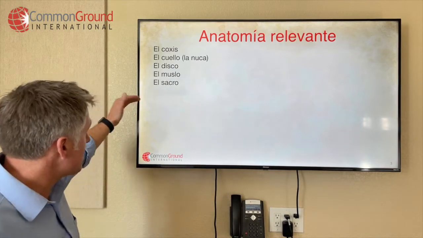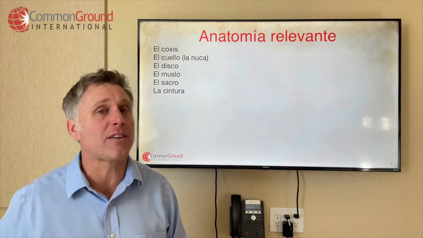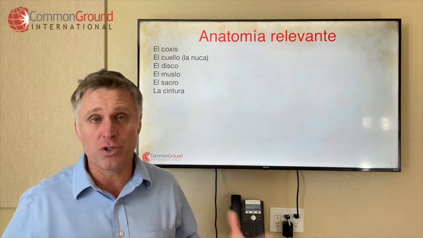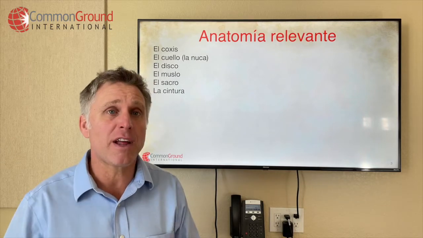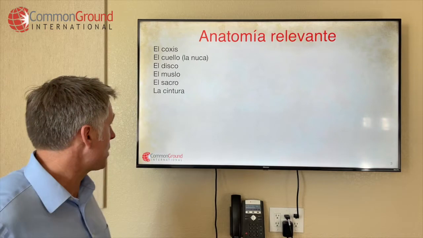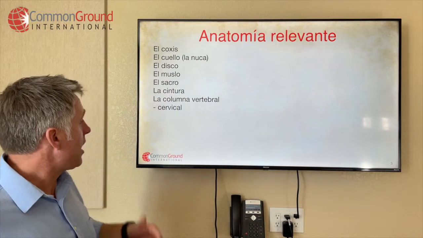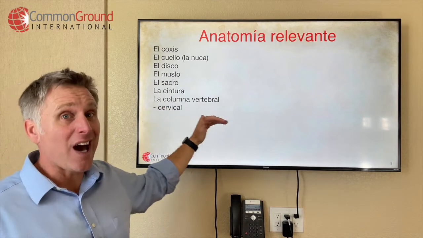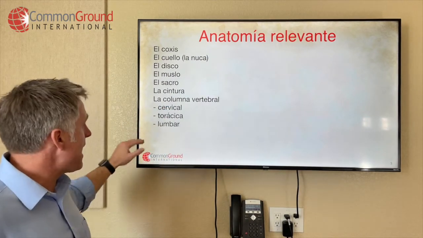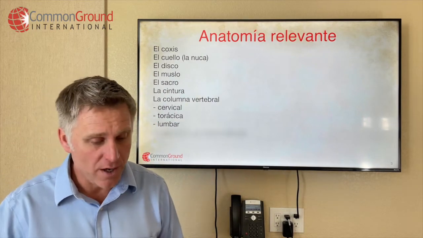El sacro, sacrum. La cintura, waistline and lower back. So la cintura could be anything related to your cinturón, which is your belt. So it could be your full waistline. It's also referred to commonly as your lower back, la cintura. La columna vertebral, spinal column. And we could have la columna cervical, so the cervical spinal column, right? Torácica and lumbar, okay? So to talk about the 3 general regions of your spine.